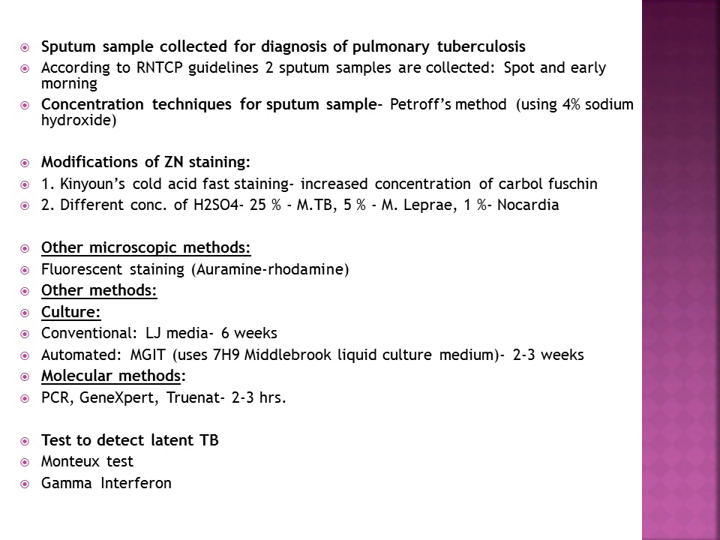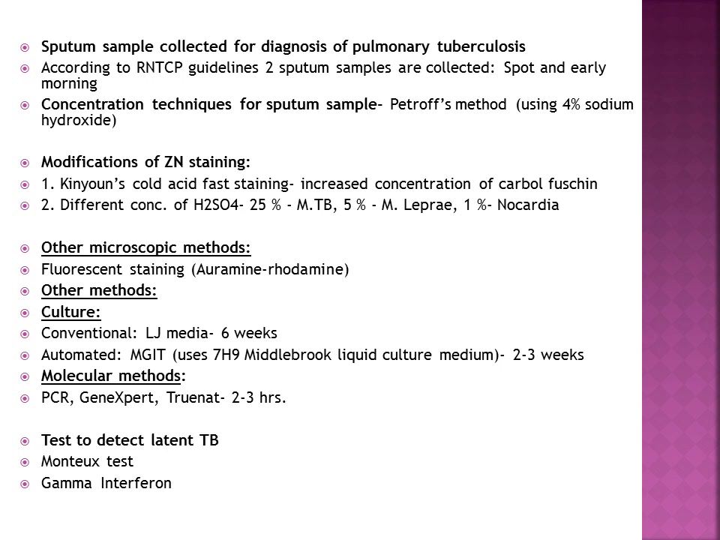The modifications of ZN staining: one is the cold method, that is Kinyoun's cold acid-fast staining. In that, an increased concentration of carbol-fuchsin is used so that heat is not required. Second is different concentrations of H2SO4: 25% used for Mycobacterium tuberculosis, 5% used for Mycobacterium leprae, 1% used for Nocardia. The other microscopic methods are fluorescent staining, that is use of auramine-rhodamine dyes.